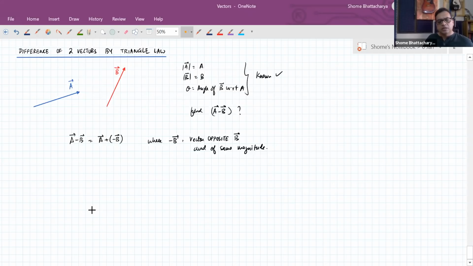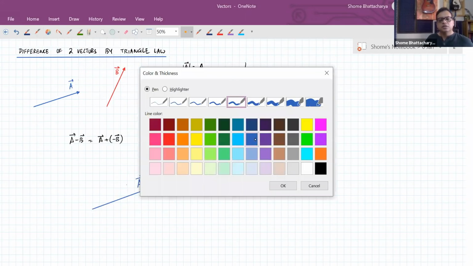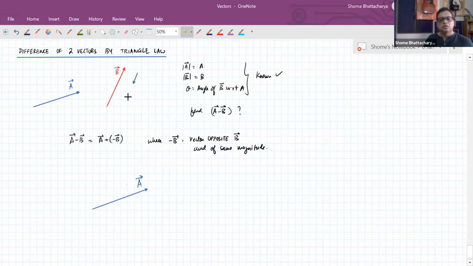First start by drawing the vector A. And then instead of the vector B, we construct from it the vector minus B. That is equal and opposite. So minus B will also have the same magnitude as B, but it will have the opposite direction. So we pick up that vector minus B and we place that vector on the head of A.